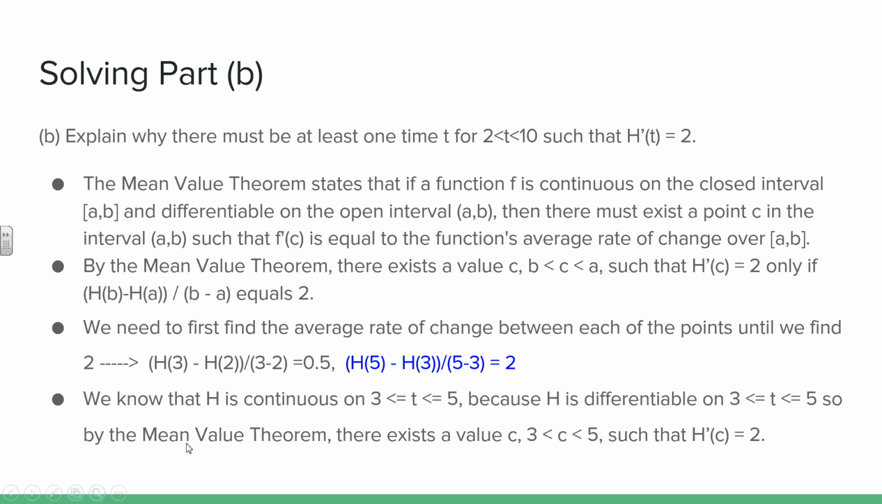So by the mean value theorem and the fact that this average rate of change is 2, there must exist a value c in between 3 and 5 such that h prime of c equals 2. So again, what's weird is that you're not actually using 2 and 10. You're using values that you're just kind of guessing from the table until the average rate of change is actually 2. And this works because 3 and 5 are in this interval.